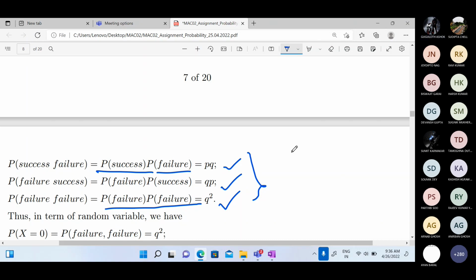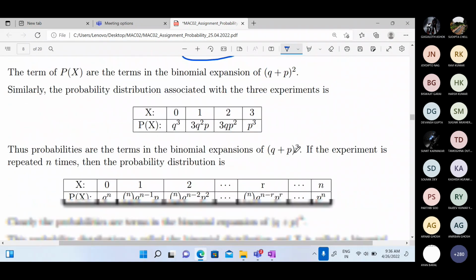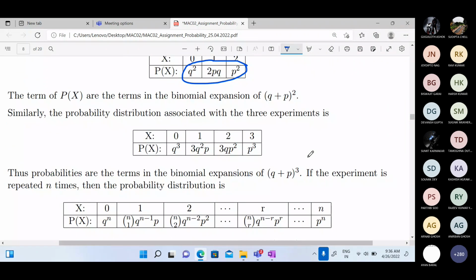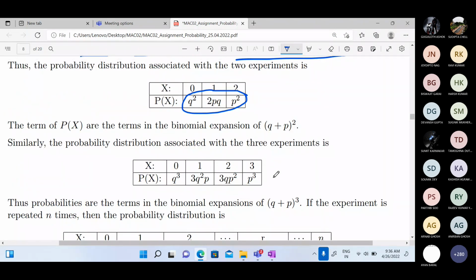And similarly, if we do the same experiment thrice, what will happen? So you can do that. It will come like this. Thrice means if we denote the random variable as the number of successes, that means 0 success, 1 success, 2 successes, and 3 successes. Fine. Then the probabilities we can find like this. 0 success is q to the power 3, 1 success is 3q square p, 2 successes is 3q p square, and 3 successes is p cube. And you can see the summation of this is equal to p plus q whole cube.